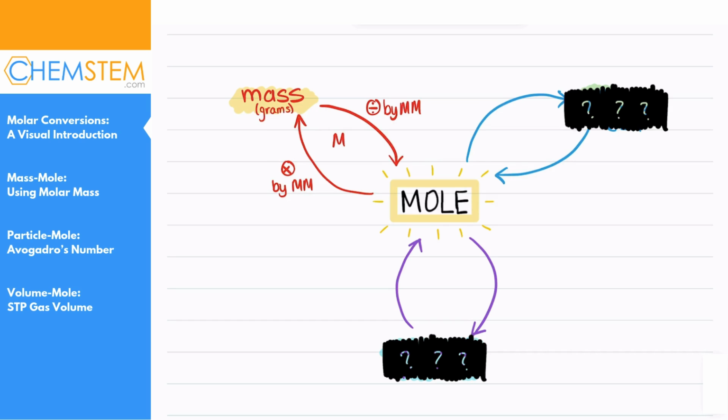So that means that molar mass is our key to unlocking this bridge in both directions, and it has the units of grams per mole, which you can see contain the units for both moles and mass.